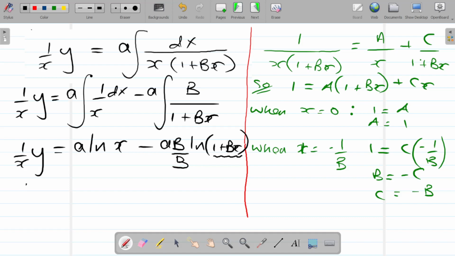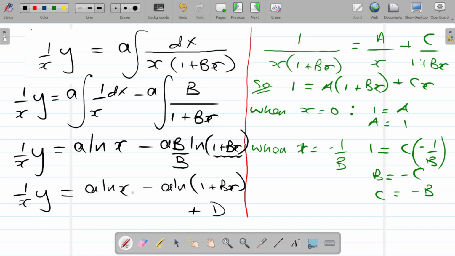So now we have 1 over x y equals a log x minus a log 1 plus bx. Oh, and actually, I forgot to write in a constant. So it should be a constant of integration. I'll write it down here. Plus, what shall I choose? We'll call it d. I think that's what I've got in my notes. So 1 over x times y equals a log x minus a log 1 plus bx plus d. Right, so let's go to the next page.